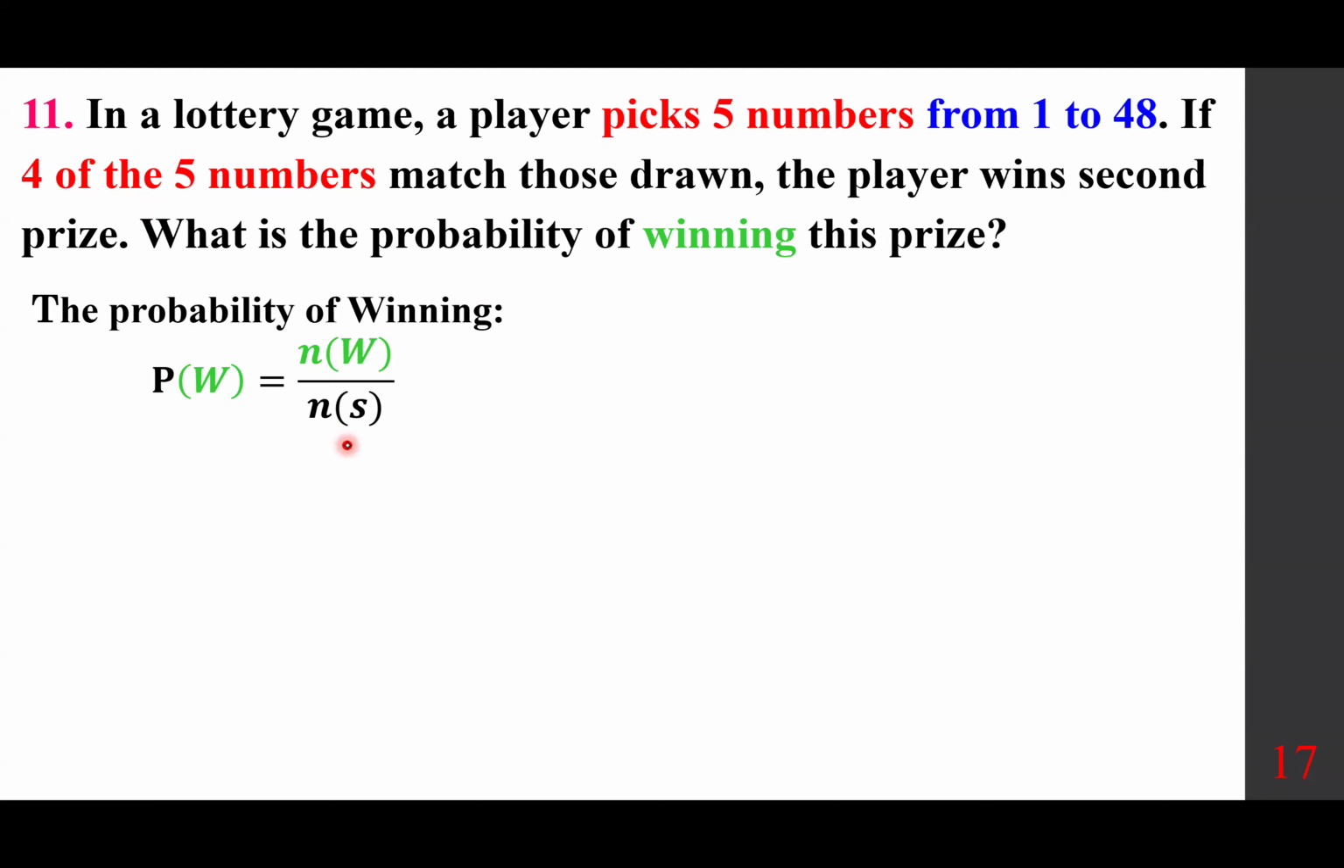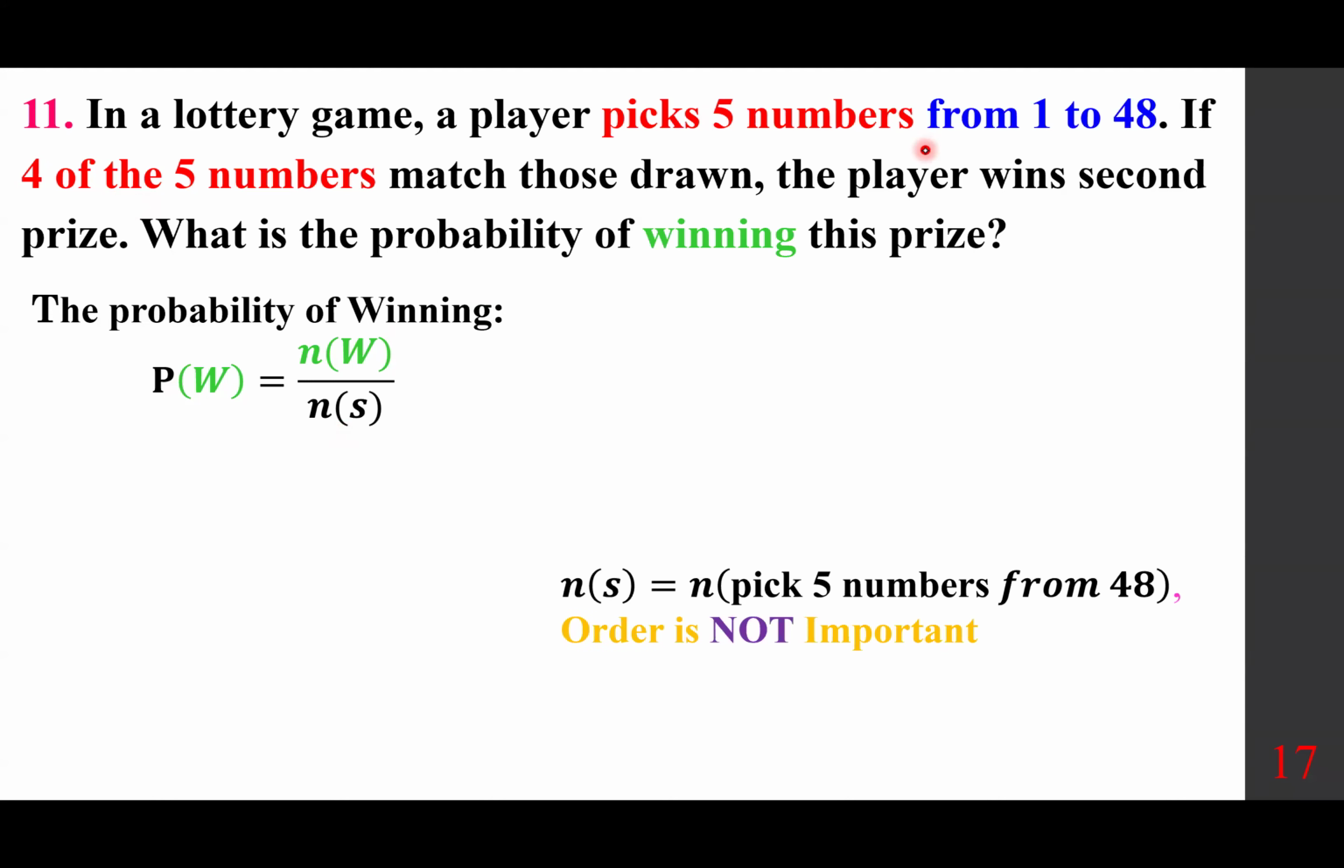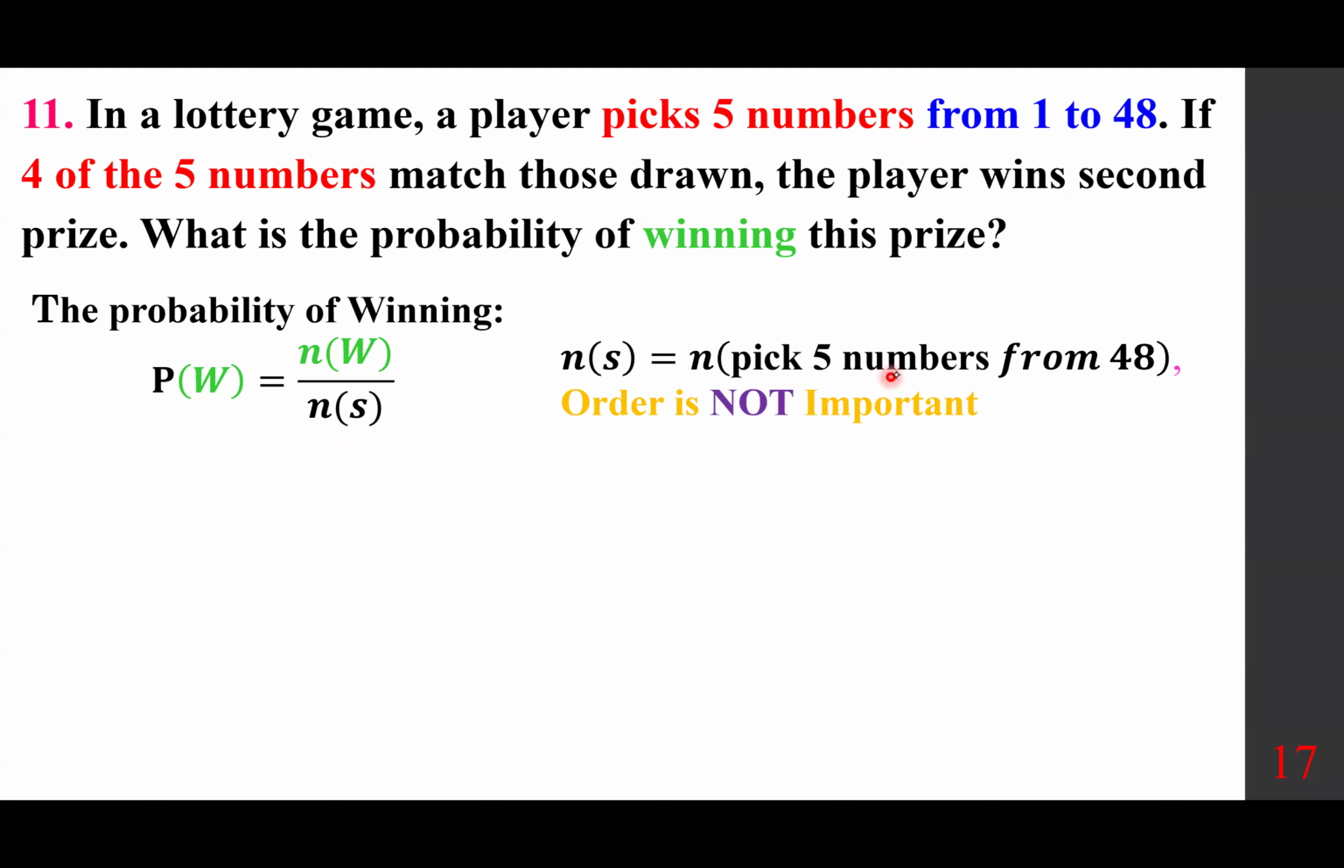So we are picking 5 numbers from 1 to 48. So n of s, n of pick 5 numbers from 48 numbers. So it's a combination of 48, pick 5. There is nothing specific about it. It's a combination. Order is not important. 48 factorial over 5 factorial times 48 minus 5 factorial. That is n of s.